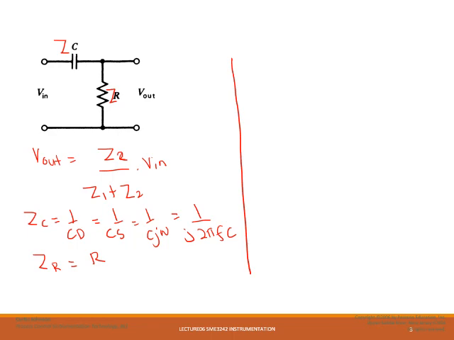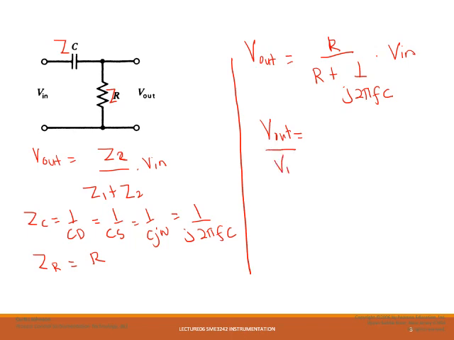Putting the impedance values into the voltage divider circuit gives us R over R plus 1 over j 2 pi Fc, multiplied by V in. If we simplify this equation, we can write V out over V in as equivalent to j 2 pi F RC divided by 1 plus j 2 pi F RC.